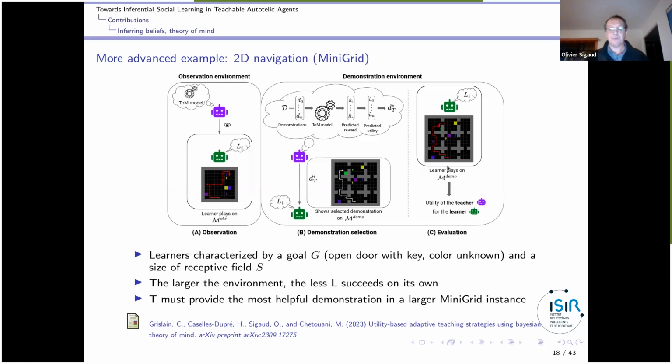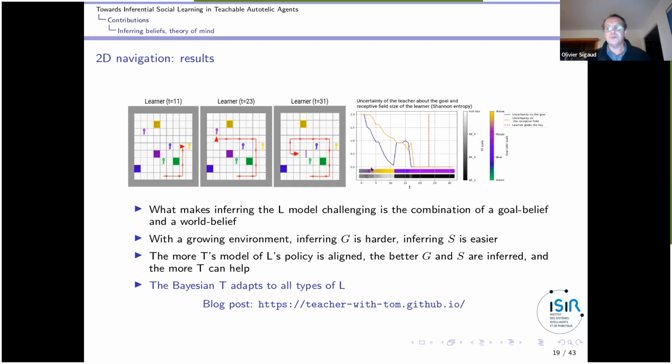That's work that is currently under review. And okay, we could, for instance, monitor the beliefs of the teacher about the learner when observing the learner, and show that, in this situation, the teacher would first infer that the learner is trying to go to the green door or the green key, but finally it changes its mind when at some point the learner moves away from that particular door. I won't go into the details. There is a nice blog post about this work where you can get a more general idea.